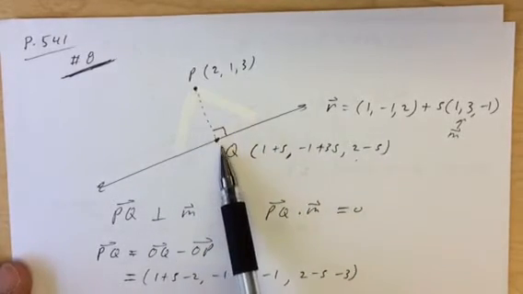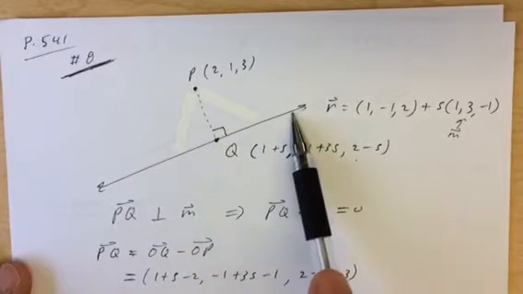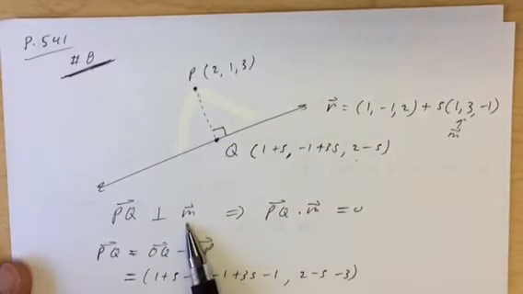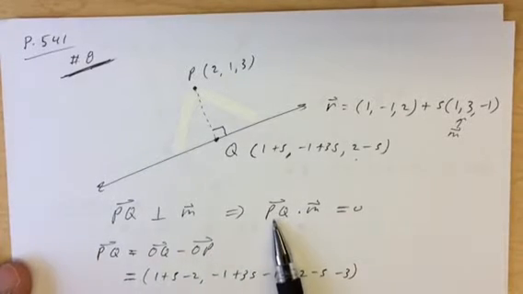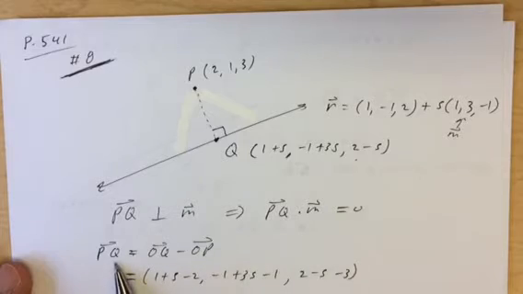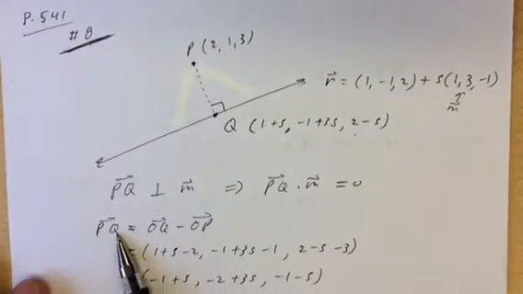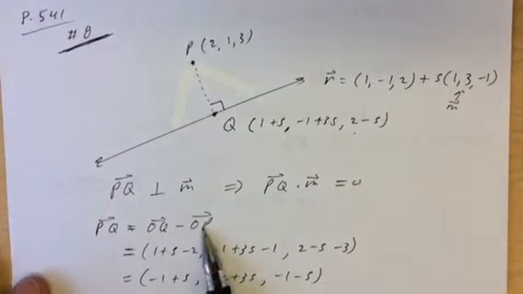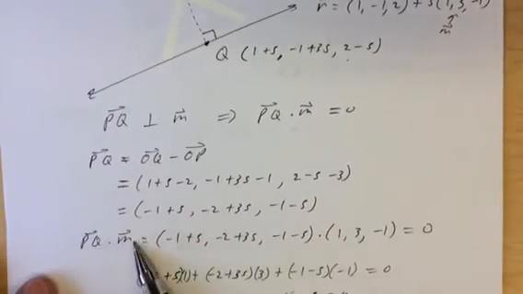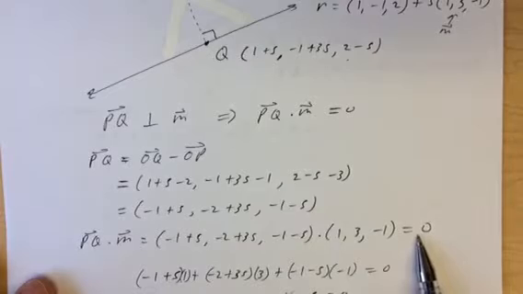We know that the vector PQ is perpendicular to the line, so it's perpendicular to the direction vector M of the line. So that means that PQ dot M equals 0. Their dot product is 0. So PQ equals OQ minus OP. We can work out the coordinates of that right here. PQ dot M equals 0.